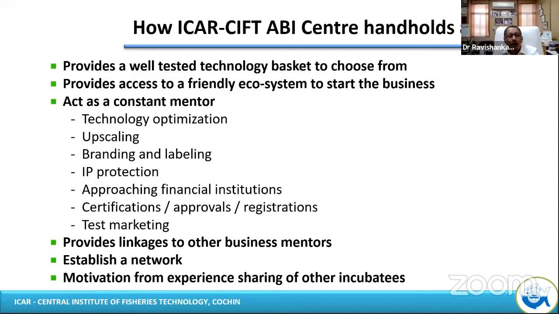We also do technology optimization for him. We help in upscaling. I may have a technology which is only lab scale, but that will not work in the field. So we help him in upscaling the technology. We help him in branding. We help him in labeling. When I say labeling, we do the nutritional profiling. For all the mandatory requirements, we do all the testing and help him in doing that. And we protect his IP, and we help him in approaching the financial institutions.